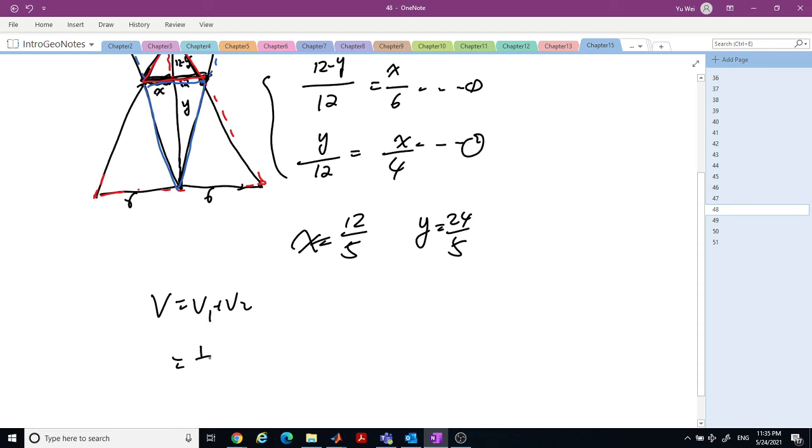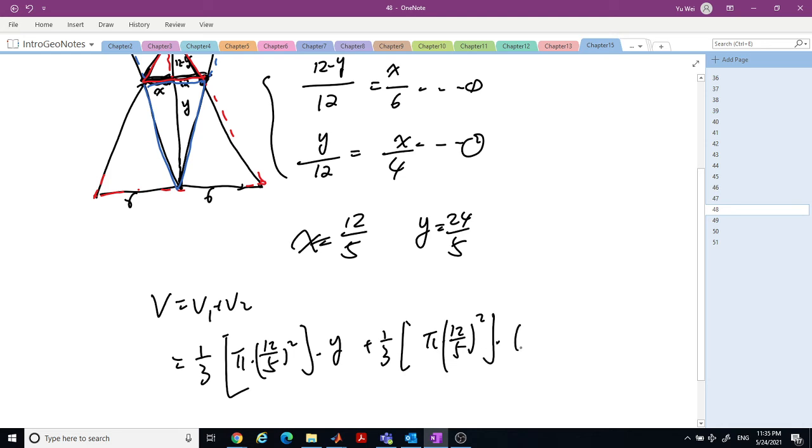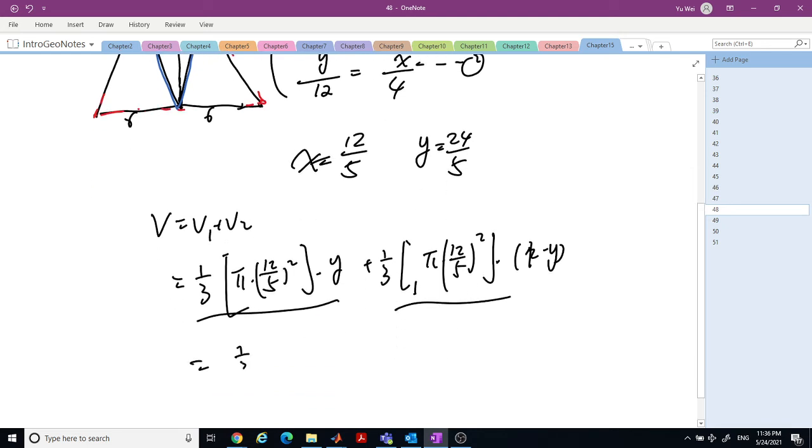V1 is 1/3 pi times (12/5) squared, times the height y, and the other one is 1/3 pi times (12/5) squared times 12 minus y, right? So these are common terms, right? So the final result will be 1/3 pi times (12/5) squared times 12. Okay, you can go on calculating to get 576 over 25 pi.